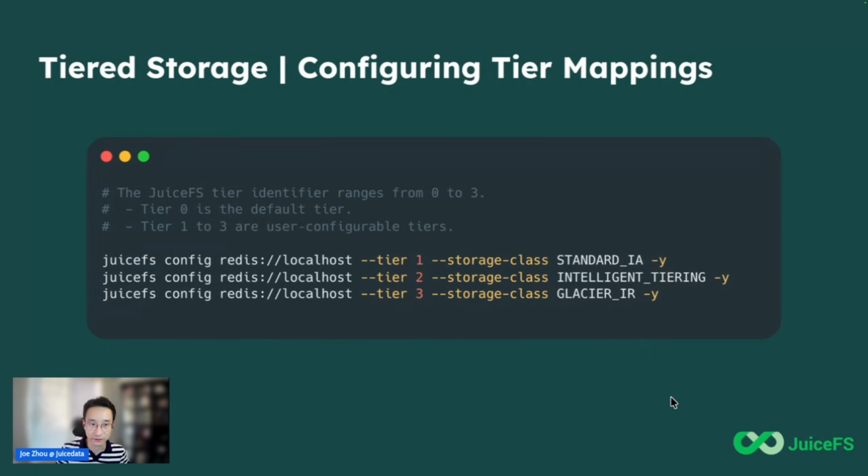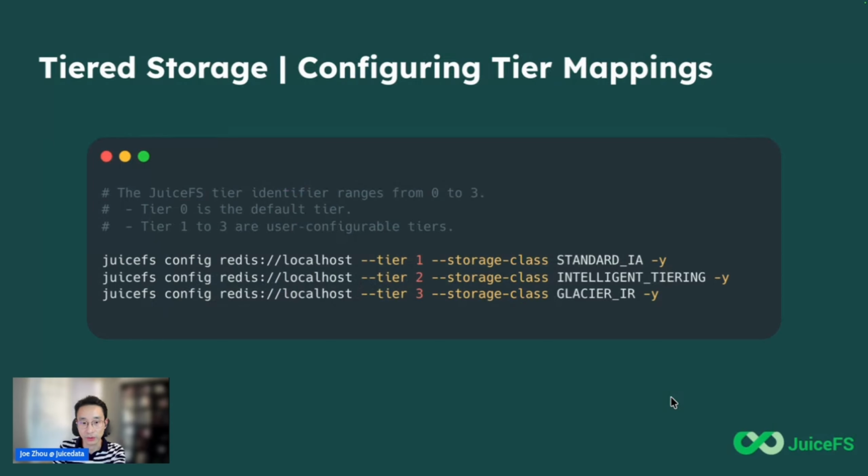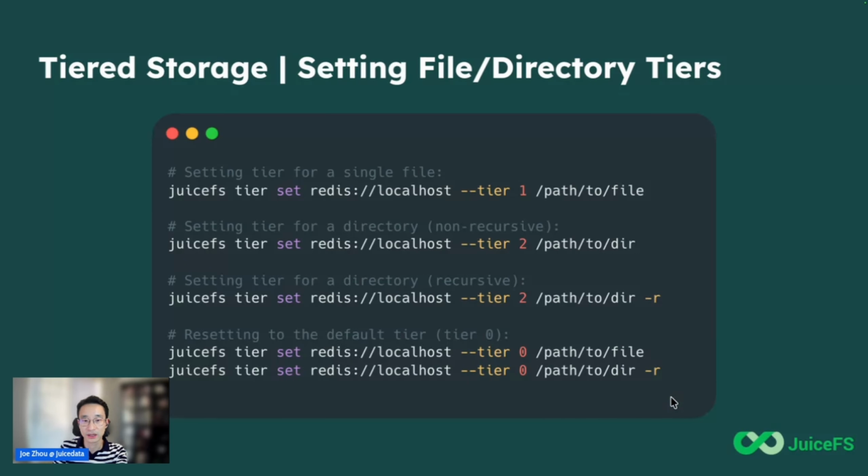So we configure the mapping first. Once we have the mapping, then we can start to set tiers for directories or files, right? We don't specify the actual storage class name here anymore. We are using the tier ID or the tier number we configured in this step. And here we can set tiers for files or directories. For example, the first command is just setting a tier for a single file. And in this case, we're setting the tier for a directory, but not recursively.